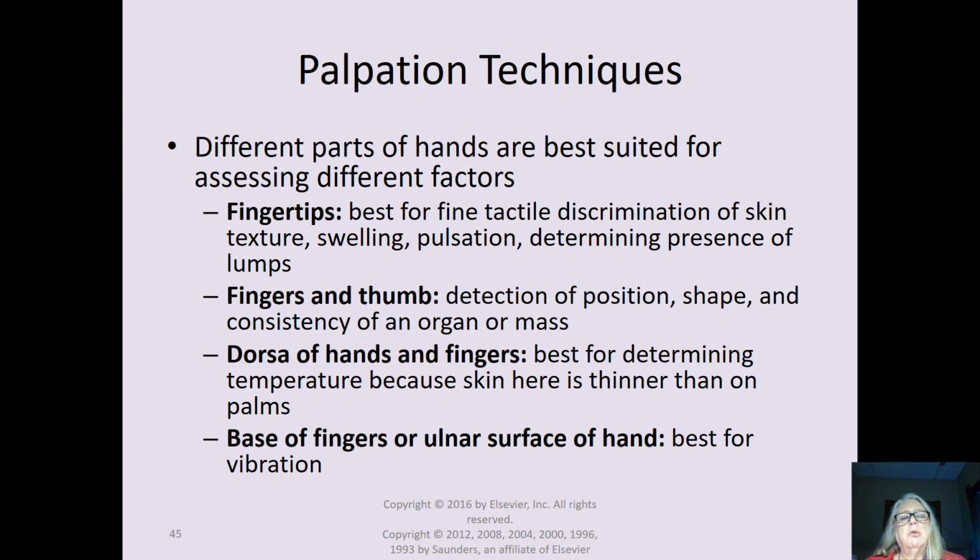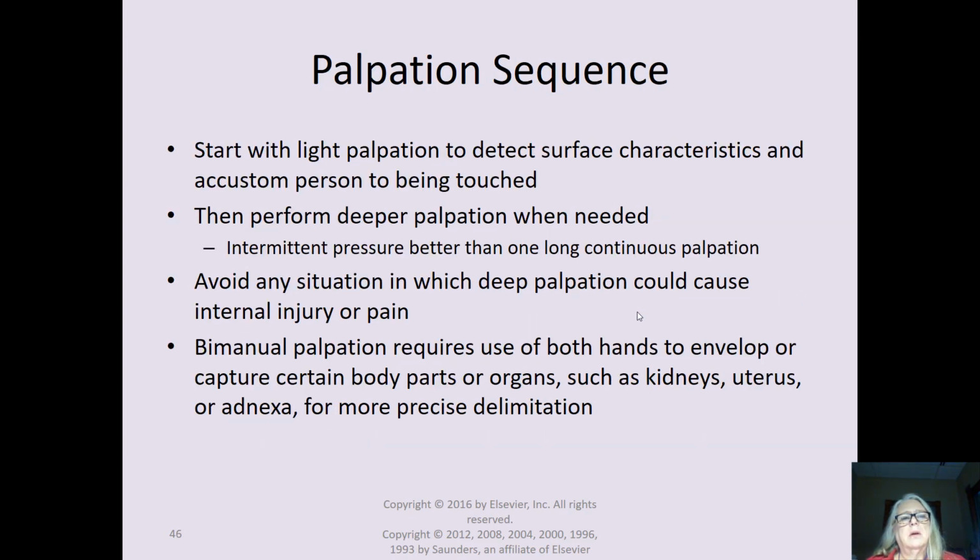You'll be using your fingertips, and we'll go over this in more detail when we actually do palpation. But you're going to use your fingertips or sometimes your fingers and thumbs, depending on what it is you're feeling for. You will start always with light palpation, and then you go to deeper palpation when needed. You're not going to do any palpation that's going so deep that it will cause internal injury or pain. Sometimes you'll need to do bimanual palpation, which means you're going to be using two hands, sometimes one underneath the body and then pressing on top of the body as well.